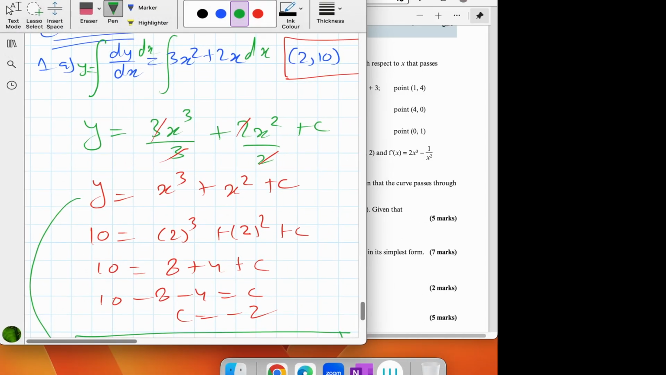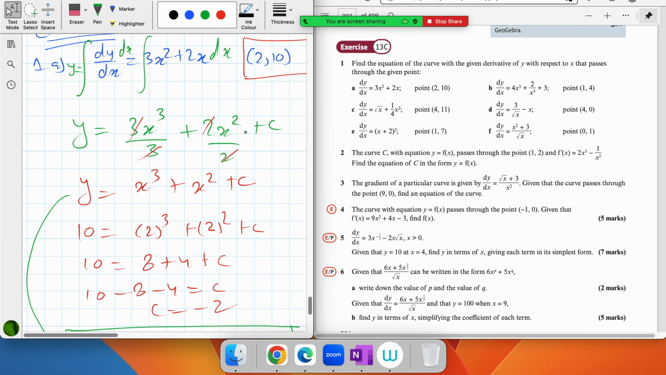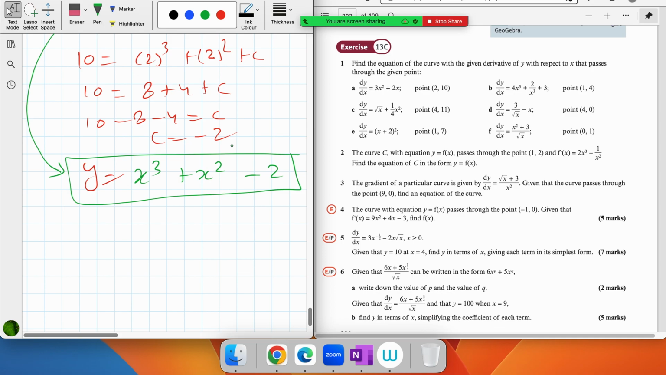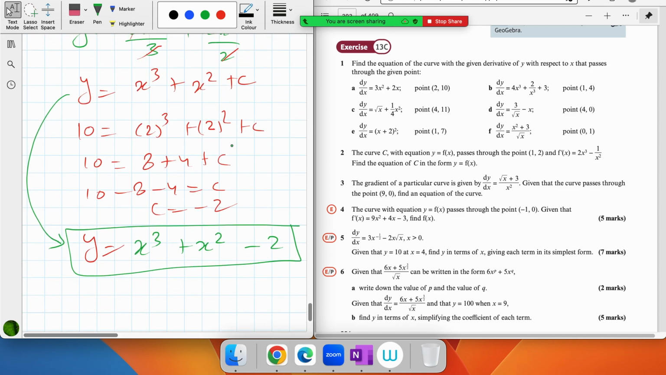Let's try a few more. When the coordinates are not given, we leave our equation in this form with c. Or else, when they are given, we always find c.